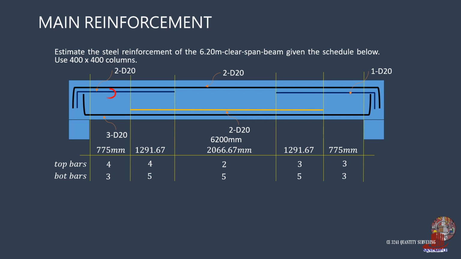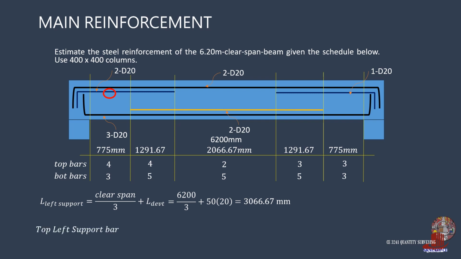Next is the top left support. From the plan, it was identified that there are 2 D20 bars with the length measured as a third of the clear span plus the development length. That is a third of 6,200 plus 50D, which results to 3,066.67 mm. Thus, the top left support bars can be written as 2 pieces of D20 RSB by 3.07 meters.